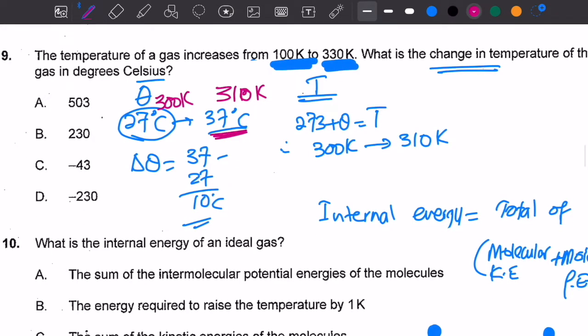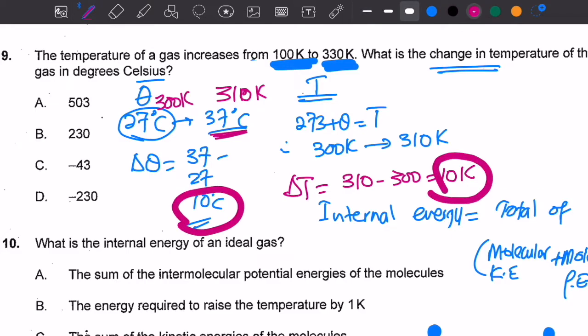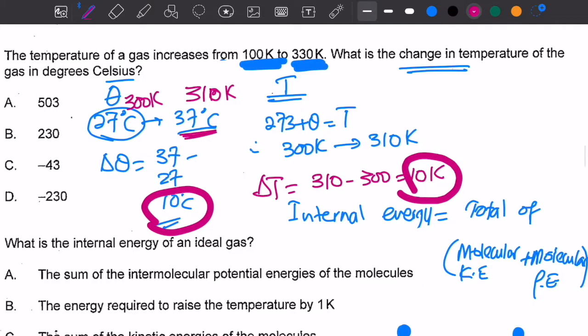So here also, the change of temperature in Kelvin, 310 minus 300, is still 10 Kelvin. What can we learn from this situation? We can understand the change of temperature is the same either in Celsius or Kelvin.